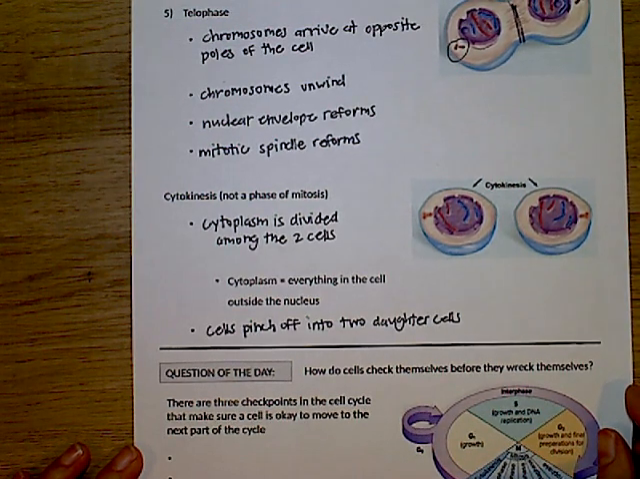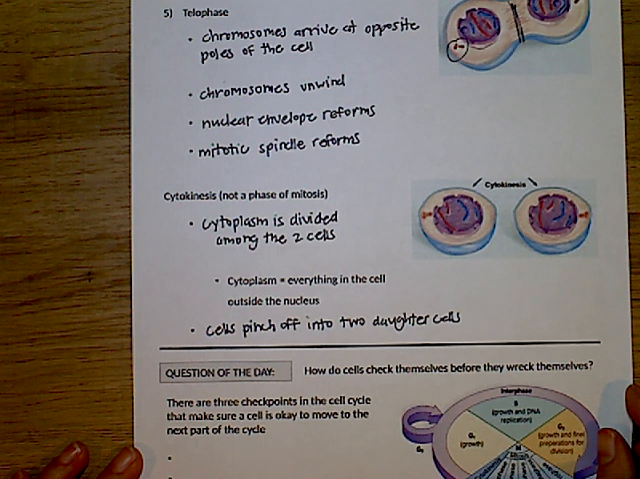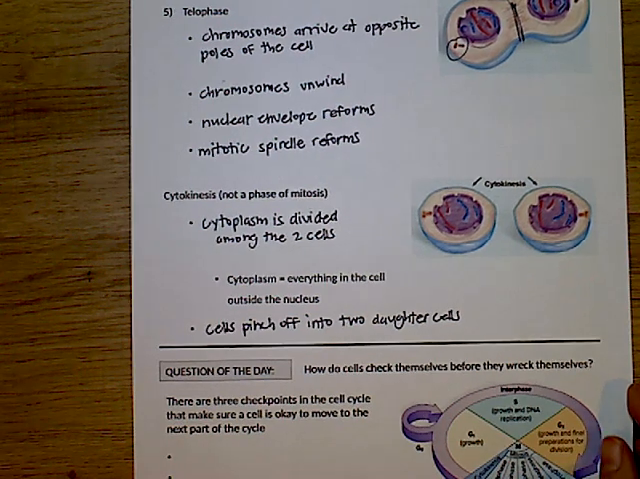And there you have it. That's mitosis and cytokinesis. That's cell division for asexual reproduction, growth, repair, what was the other one? Growth, repair, and replacement of cells in the human body.